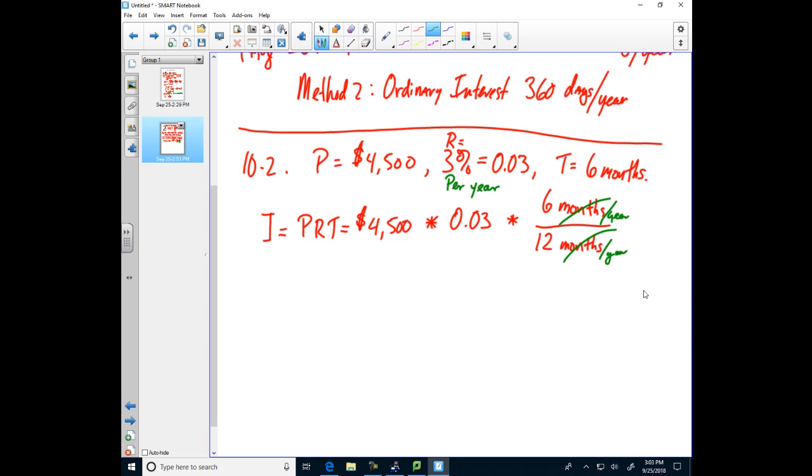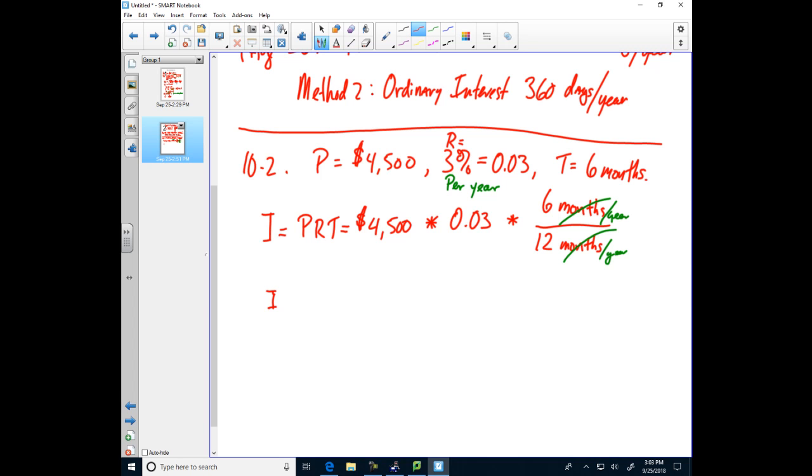All right. In this case, if we kept it all year, we'd pay 3% of the 4,500. We don't keep it for 6 months. And Melissa's right. If you reduce 6 over 12, that's 0.5. So you keep it 6 months, you're only going to pay half of the 3% of the 4,500. Okay?